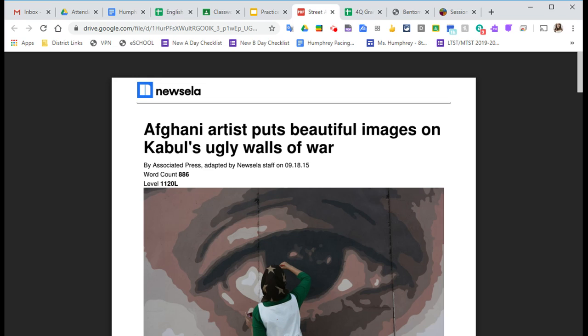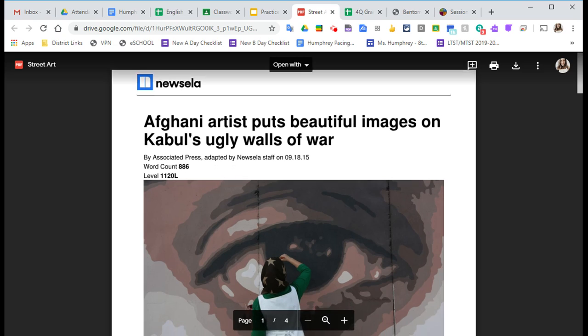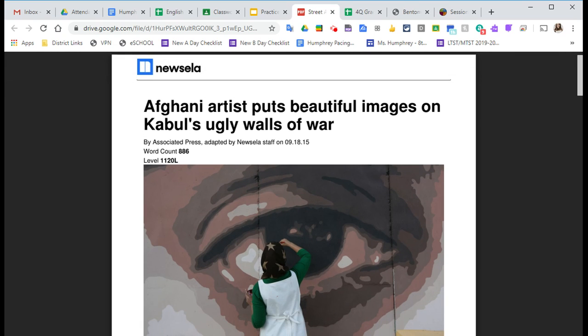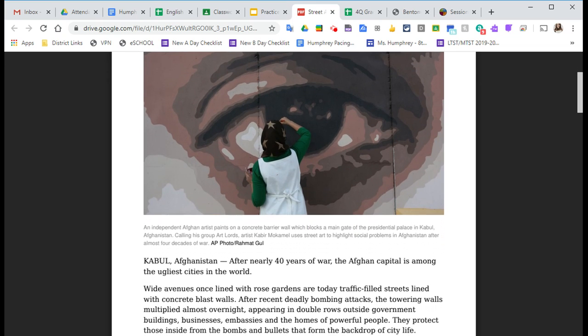It's a website that has lots of different staff members that put stuff together. They find articles and then they adapt it more for education. So it's been slightly modified for you guys a little bit by this group called Newsela. But the article is called Afghani Artist Puts Beautiful Images on Kabul's Ugly Walls of War.